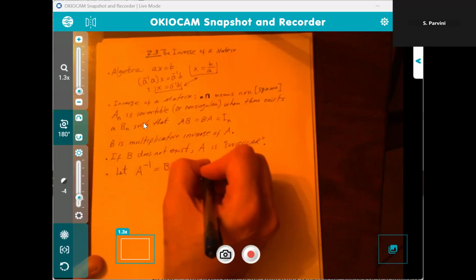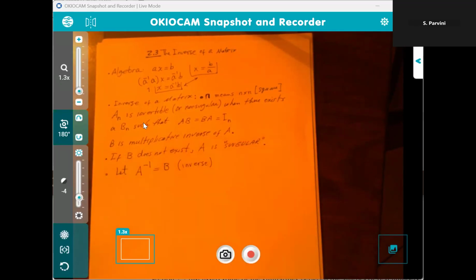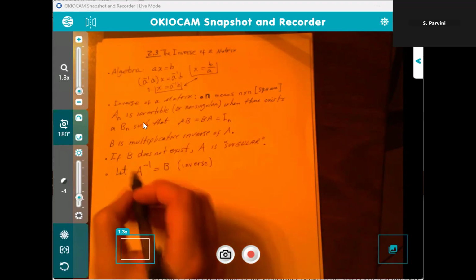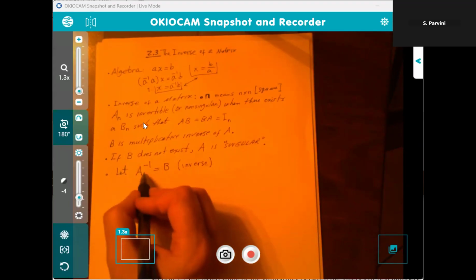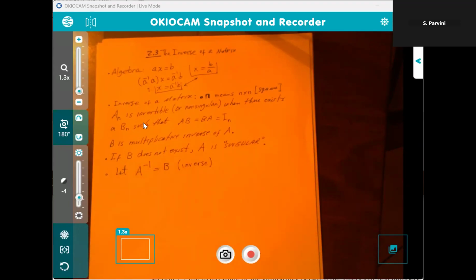Now, the notation: we're going to let A superscript -1 represent B, which is the inverse. So from now on, as we go through this text, this book, through the lectures, we're going to use A superscript -1 as the inverse of matrix A. Okay, so that's just the notation. This is the notation for matrix inverse. So hopefully, again, everybody okay so far?